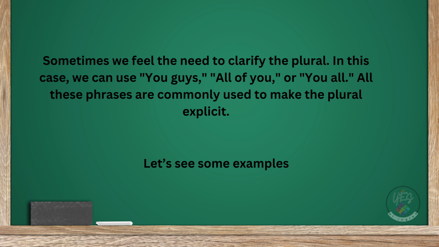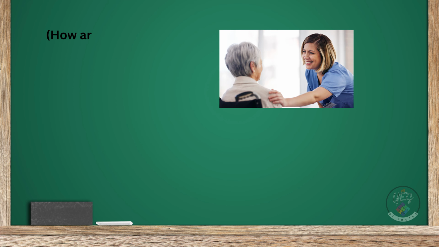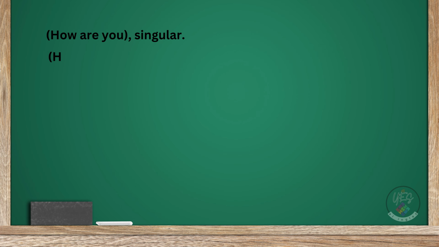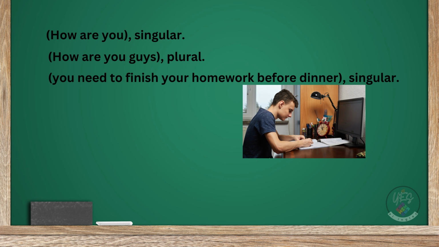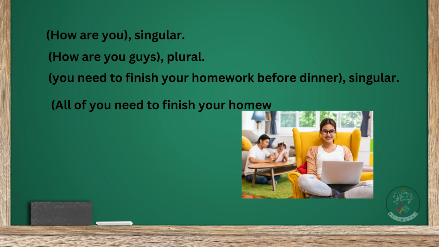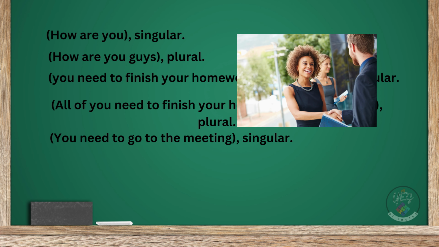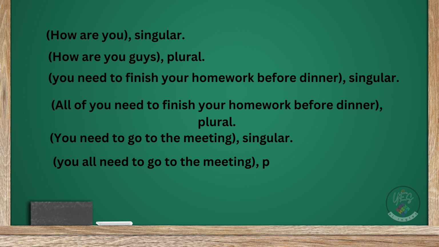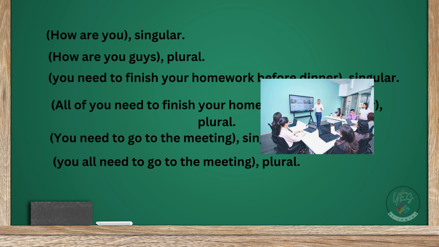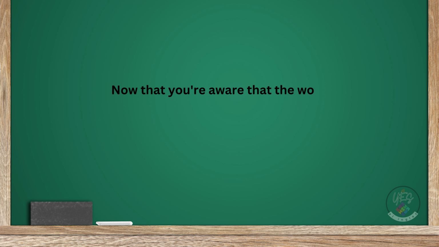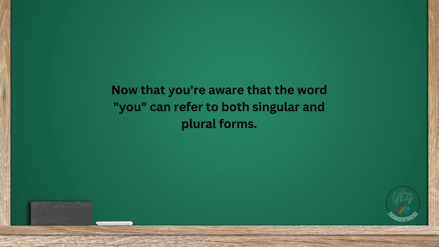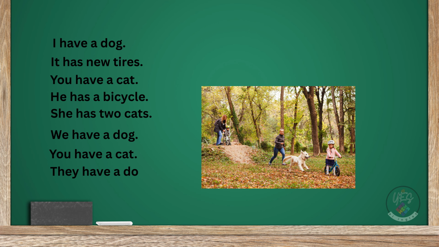Let's go over some examples to see how to use them. How are you? Singular. How are you guys? Plural. You need to finish your homework before dinner. Singular. All of you need to finish your homework before dinner. Plural. You need to go to the meeting. Singular. You all need to go to the meeting. Plural. Got it? Great. Now that you're aware that the word you can refer to both singular and plural forms, let's move on to our final example in this conjugation list. They have a dog. Okay, that was easy, right?